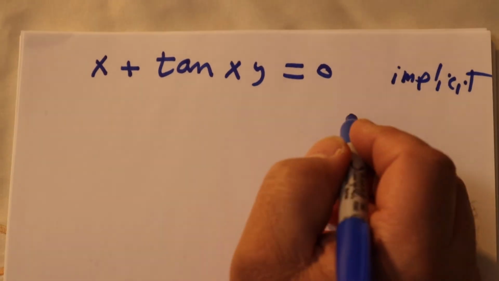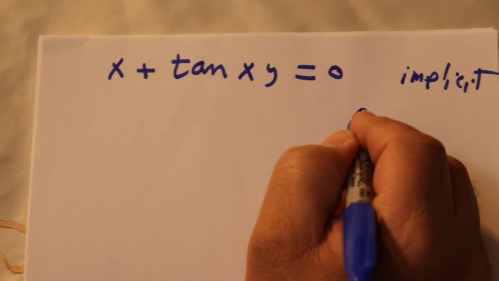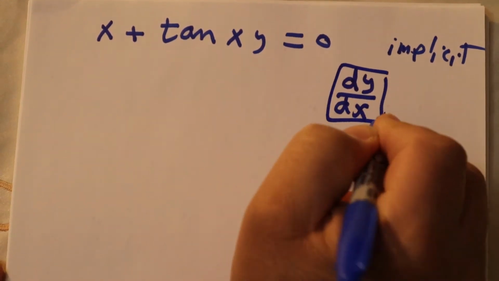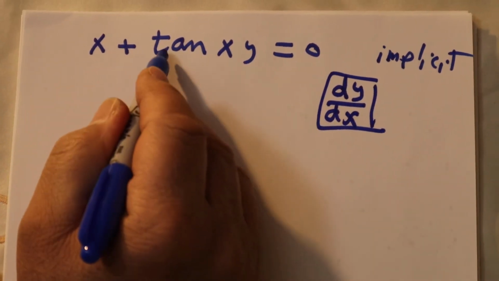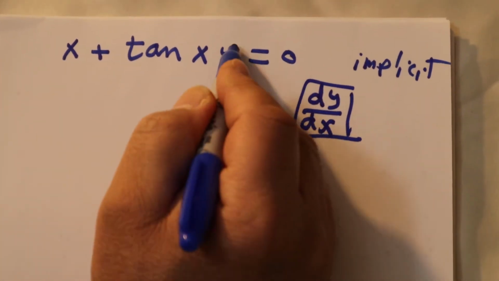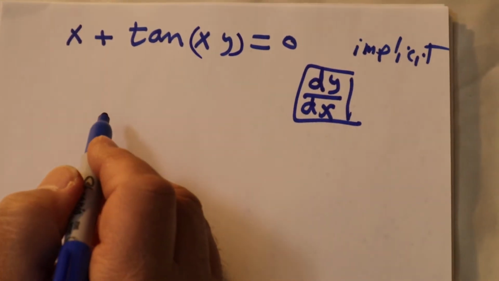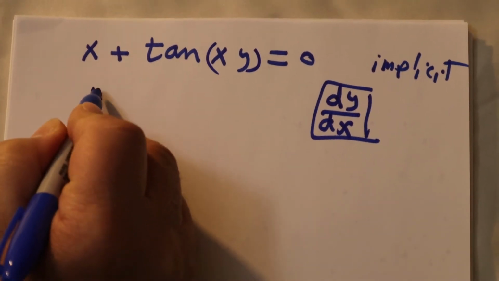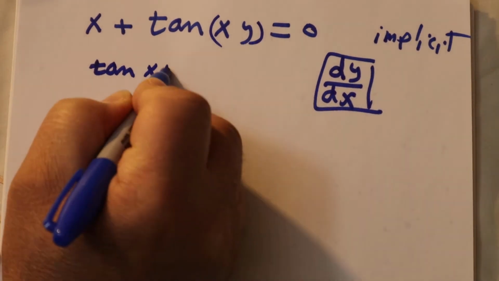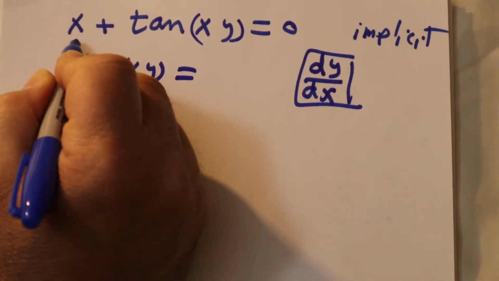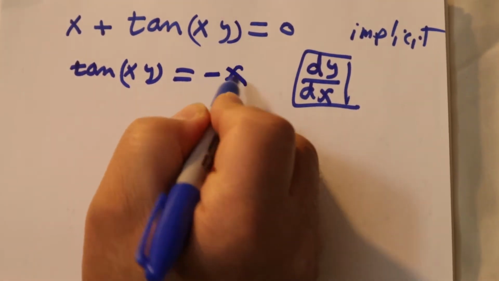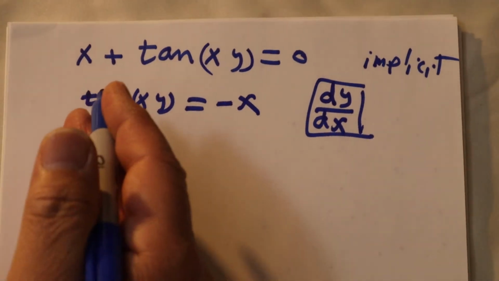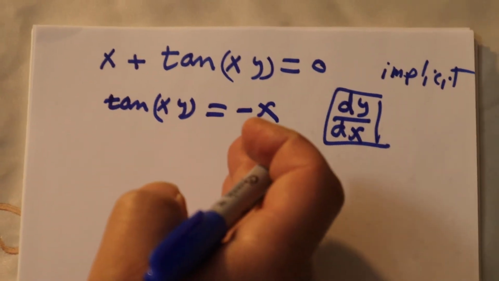Again, we need to find the derivative of an implicit function. We need to separate dy over dx, given x plus tangent of xy equals 0. So the plan for that is to separate tangent xy equals negative x. And we plan to find the derivative of the left side and the right side.